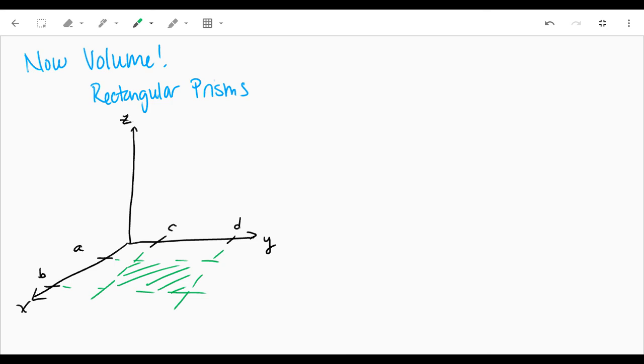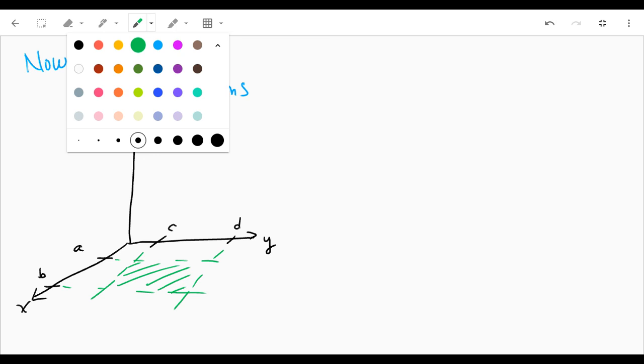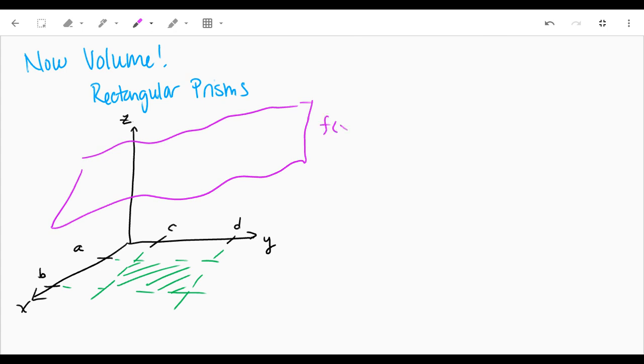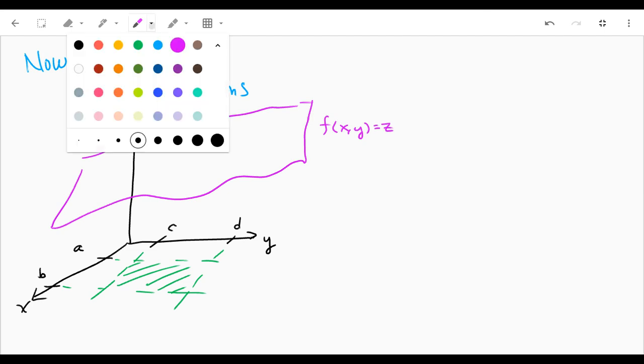Before, we were taking the integral over a range to get the area under a curve. Now we're taking the integral over both of these ranges to get the volume under the surface. So let me draw in a surface here. We have some 3D surface going on up here, and this would be your f of x, y, your z.